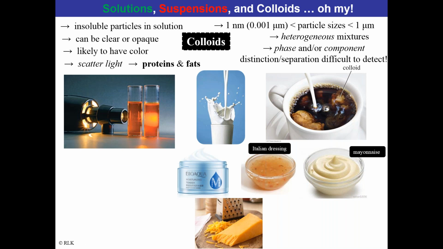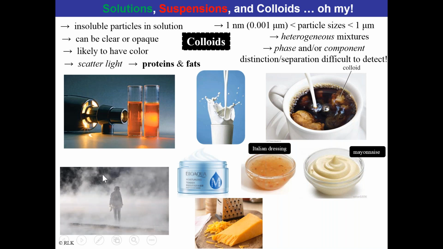You have cosmetic creams, which are a lot of that, and even, for instance, smog or smoke. Generally, you're talking about less than 1 micron of particle size. And of course, you can also have paint as another example. So lots of different examples. The Italian dressing is the only one that's a little bit weird in terms of trying to figure out if that's a colloid or not.